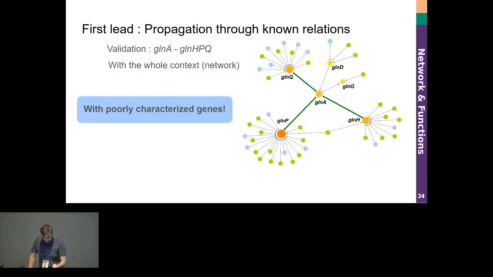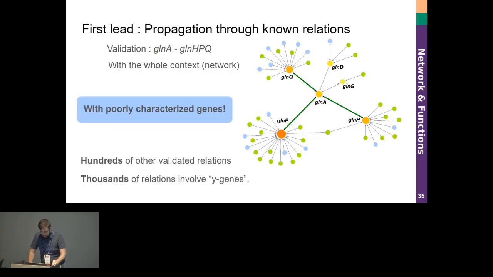The direct impact of their deletion on the essentiality of different components suggests these genes play a role around the glutamine acquisition pathway. Therefore, I'm investigating how to propagate these functions to Y genes, as we have validated hundreds of known interactions, leading to thousands of relations involving yet to be documented Y genes.